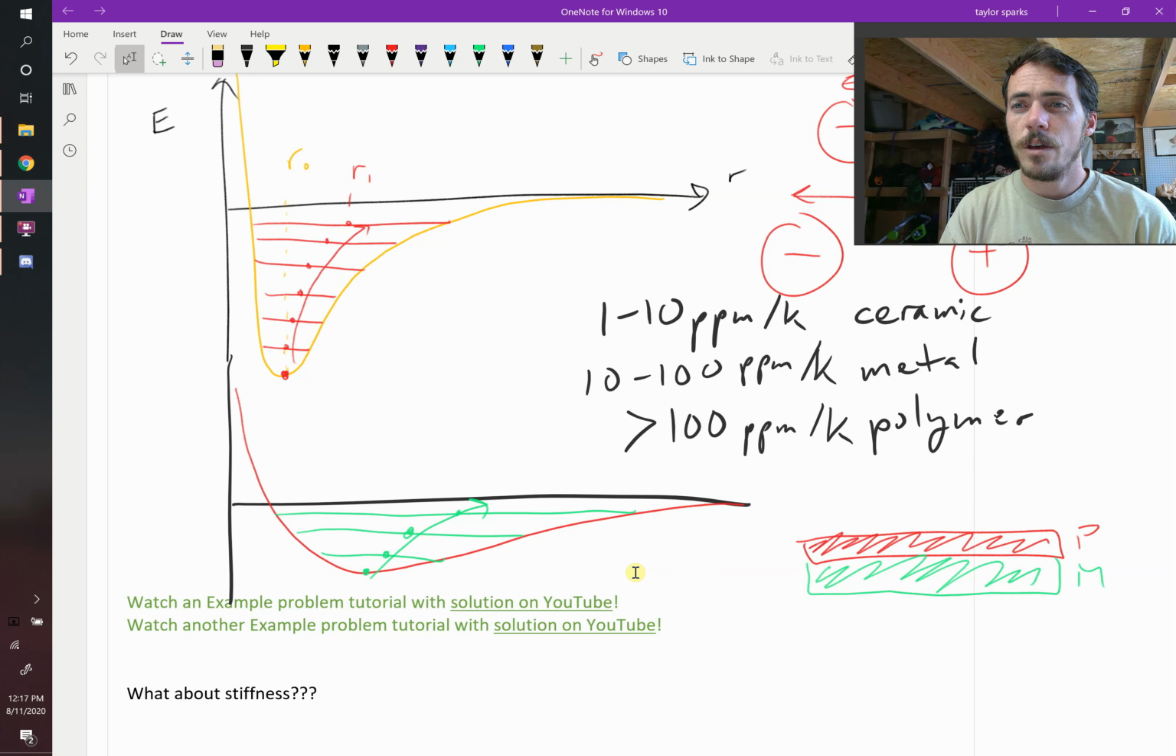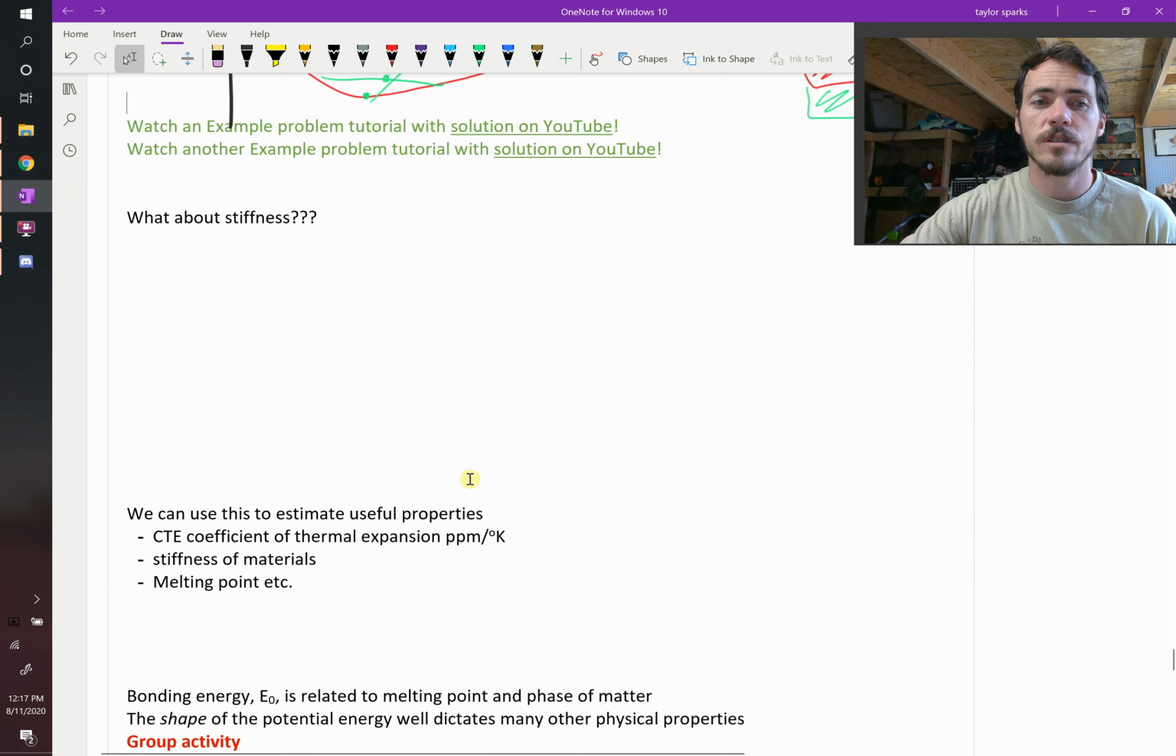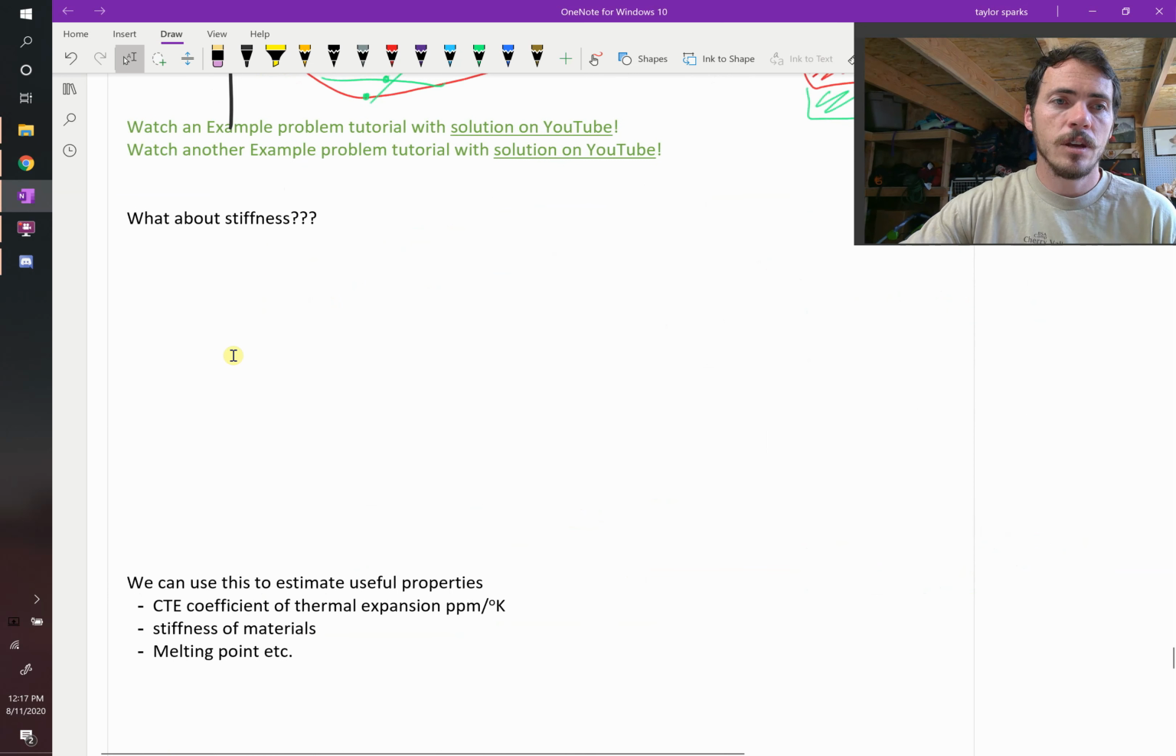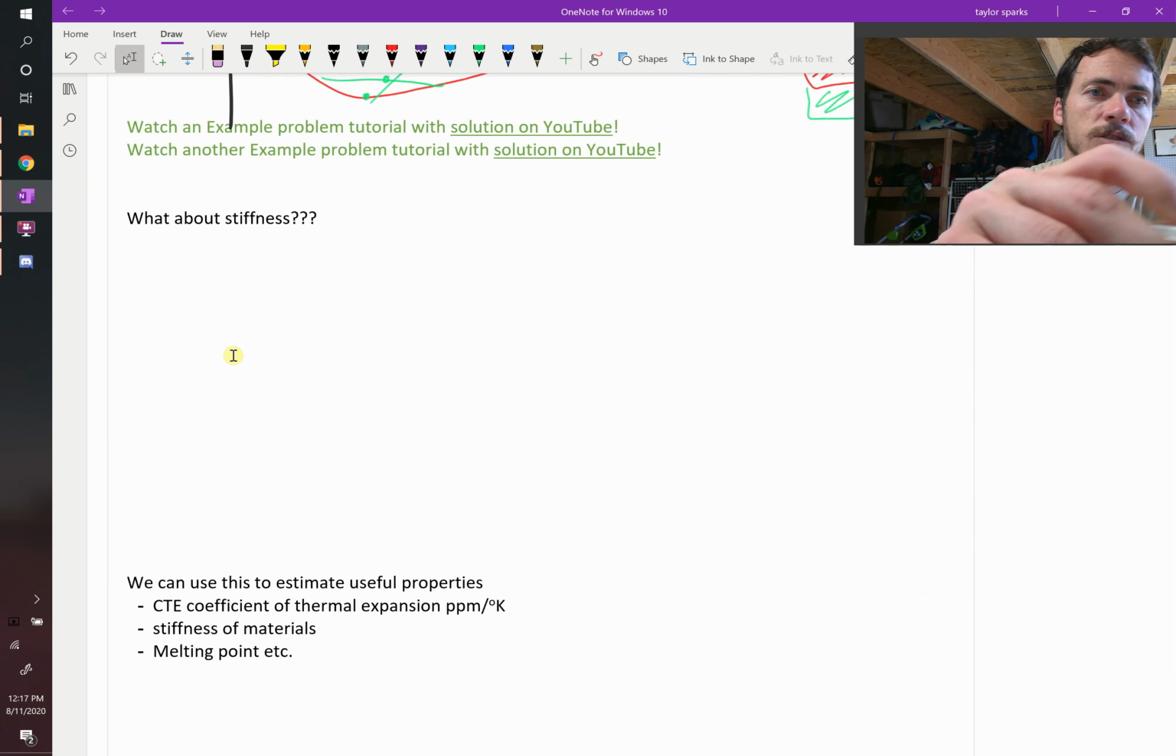Okay, explaining thermal expansion with these potential energy well curves, that's pretty slick. What else can they tell us? Well, what about stiffness? Can they tell us about stiffness? Sure. If we think about it again, let's draw it.